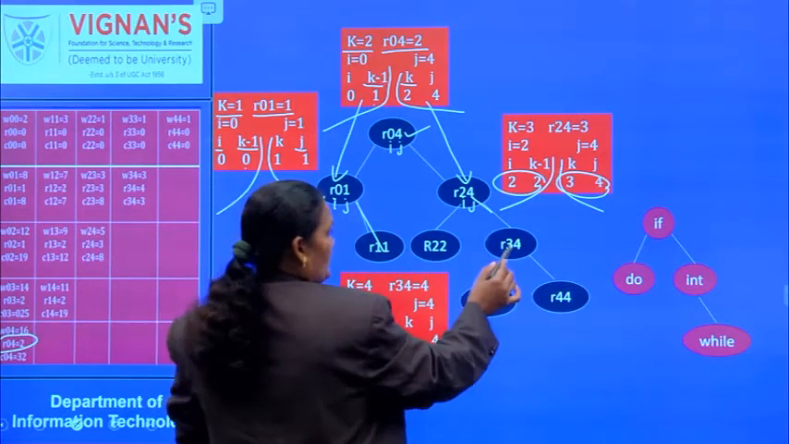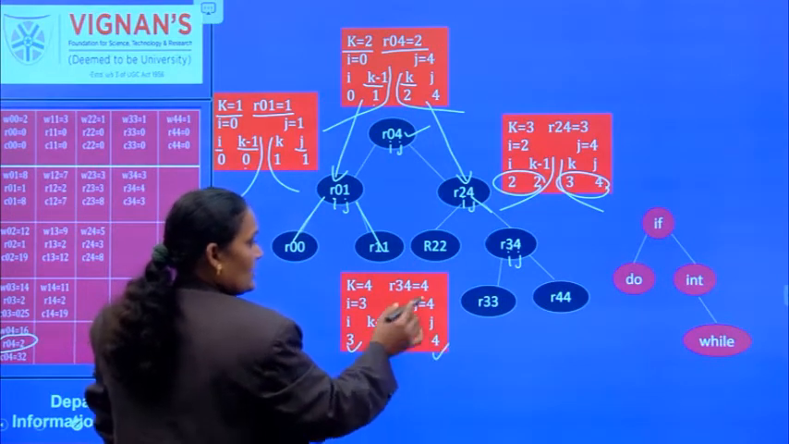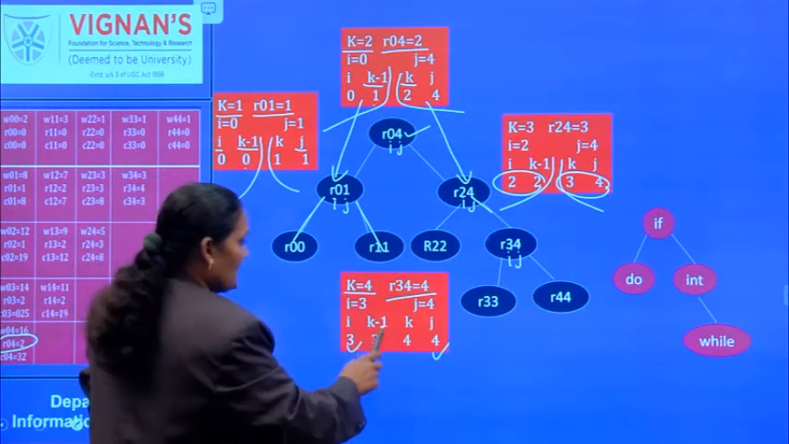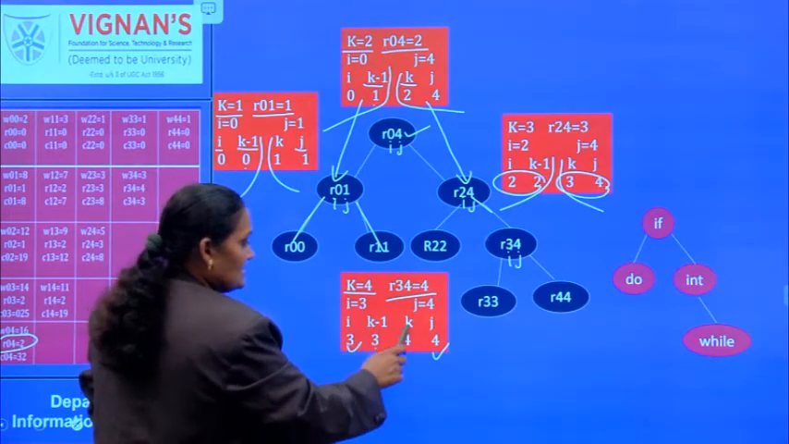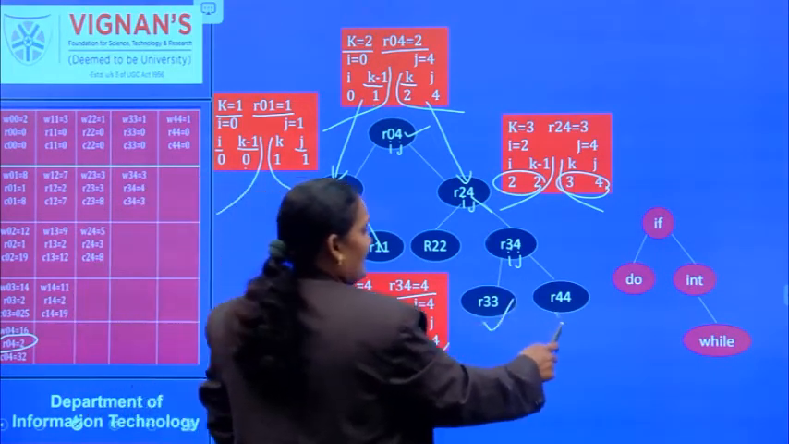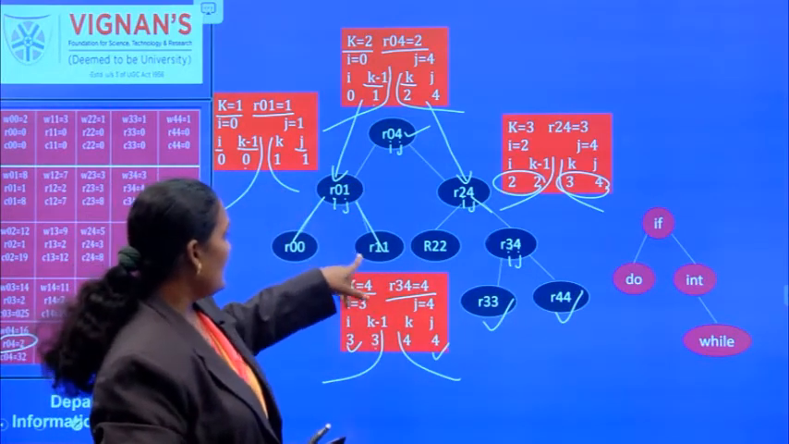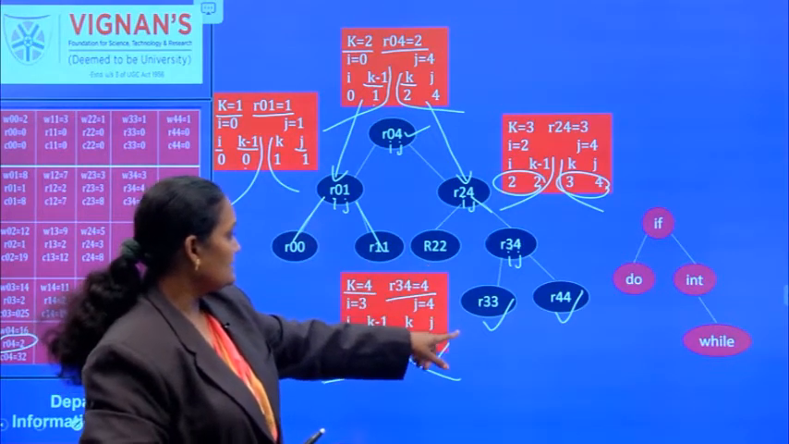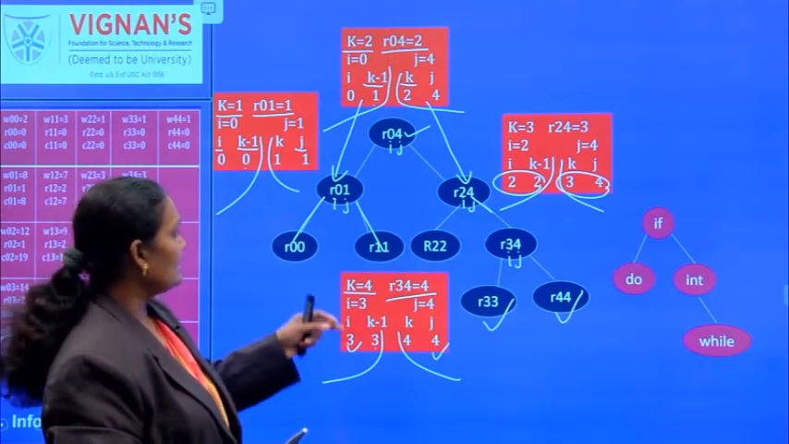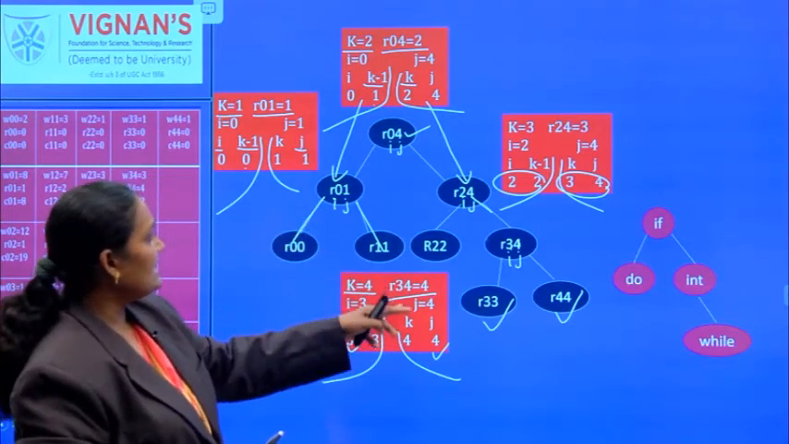Now for this, I is 3 and J is 4. The R34 value is 4. That itself becomes the K value. Now I, K minus 1, K, J. Here K minus 1 is 3, K is 4. This is the left subtree and this is the right subtree. R33 and R44. Now these values R00, R11, R22, R33, R44 indicate the dummy nodes. The remaining values indicate key nodes.